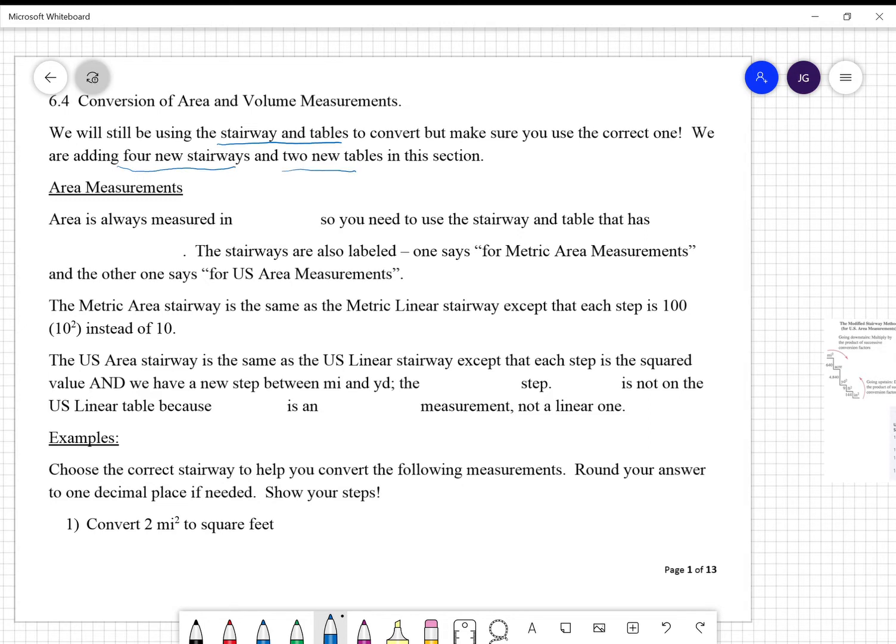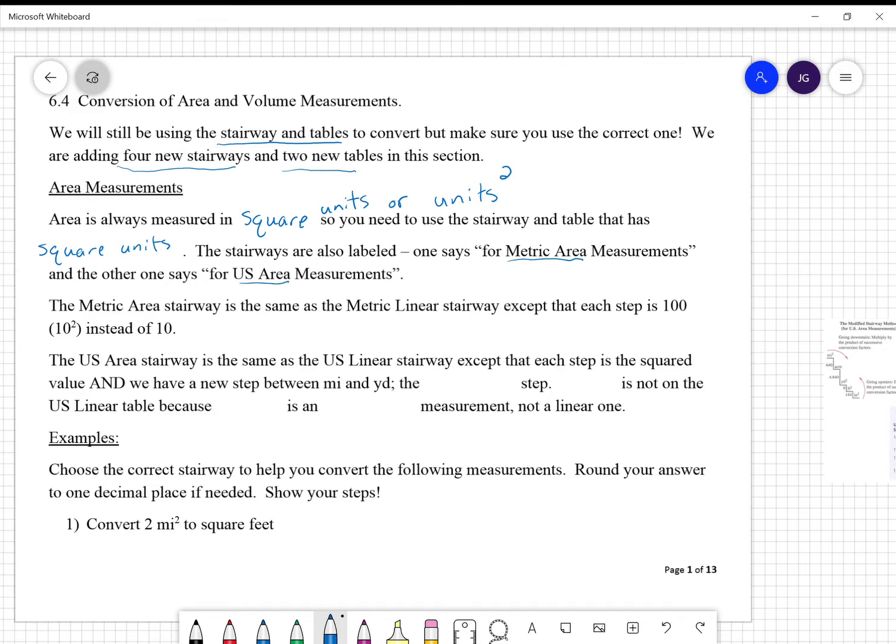First, we're going to look at area. Area is always measured in square units or units squared. So you need to use a stairway and table that has square units. The stairways are also labeled. One says metric area and the other says US area.